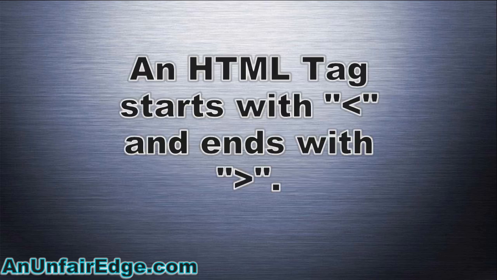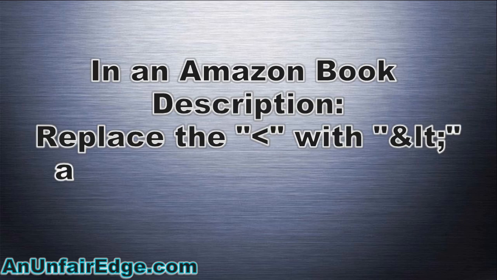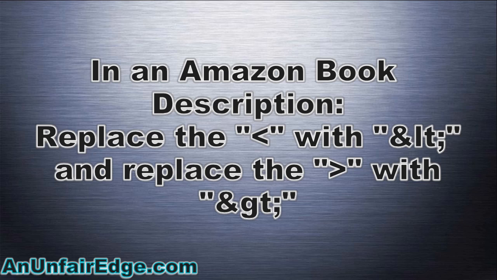HTML is made up of tags that start with the less than sign and end with the greater than sign. But if you place tags like these in your book description, they'd appear just like this, and not like the way you'd want them to. So in order for it to work, you just replace the less than sign with ampersand LT semicolon, and replace the greater than sign with ampersand GT semicolon.